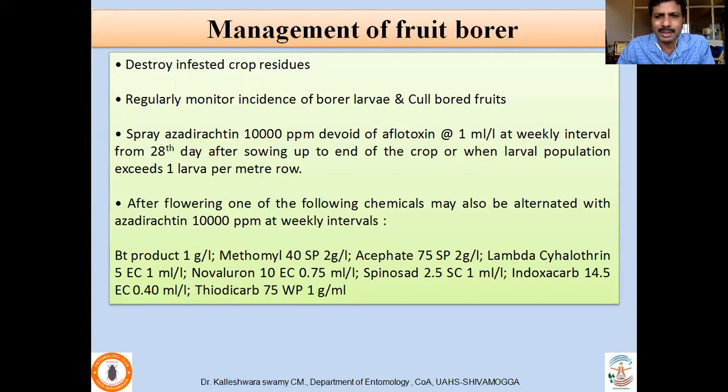The other important insecticides recommended are lambda-cyhalothrin 1 ml, novaluron 0.75 ml per liter, spinosad 1 ml per liter, thiodicarb 1 gram per liter, and indoxacarb 0.4 ml per liter of water.